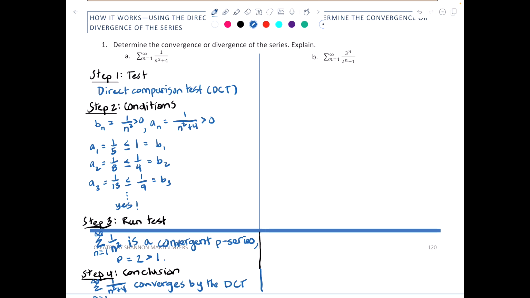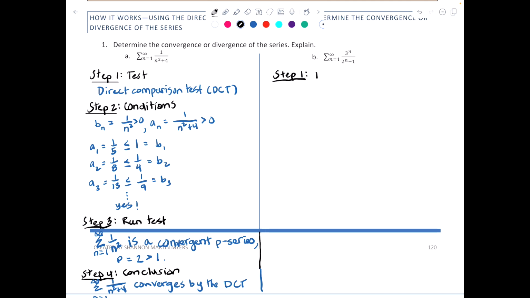We've got 3 to the n over quantity 2 to the n minus 1. So I don't know about you, but to me this looks a bit geometric in form. So our comparison test, and I think that this one is going to diverge because the 3 to the n is going to be larger, then that numerator is going to end up beating out that denominator, I believe, as time goes on. So let's see what we got. I believe that the direct comparison test will work because my comparison series that I have for my evil plan is the geometric series 3/2 raised to the n.